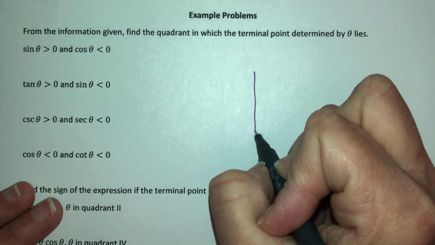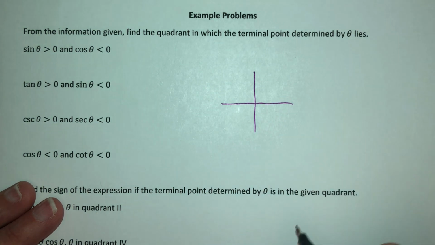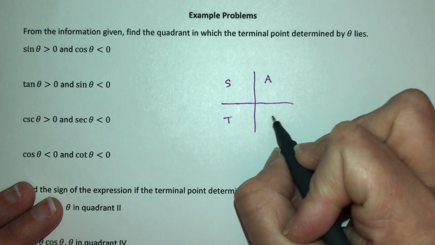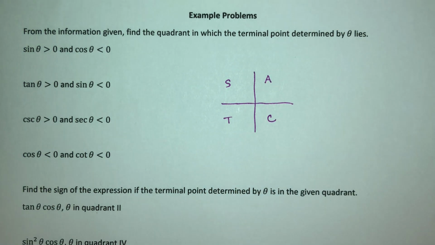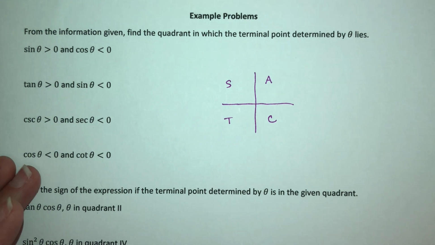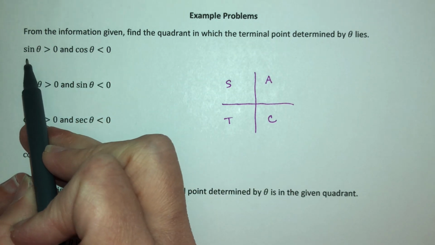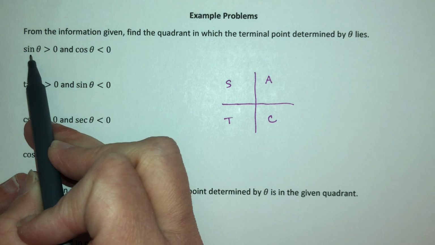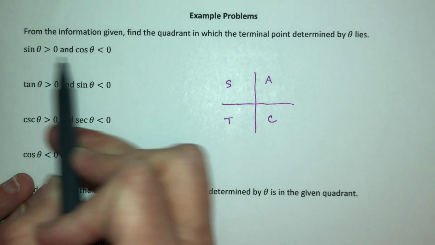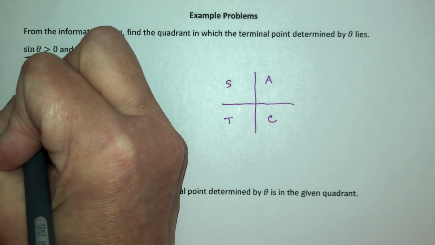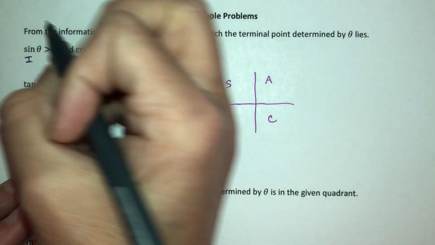So remember, we just talked about something like this, and we said all students take calculus. So this tells us which of our trig functions is positive in that particular quadrant. So let's look here. Our sine is greater than 0. So sine is positive. Where is that? Sine is positive in quadrant 1, and sine is positive in quadrant 2.